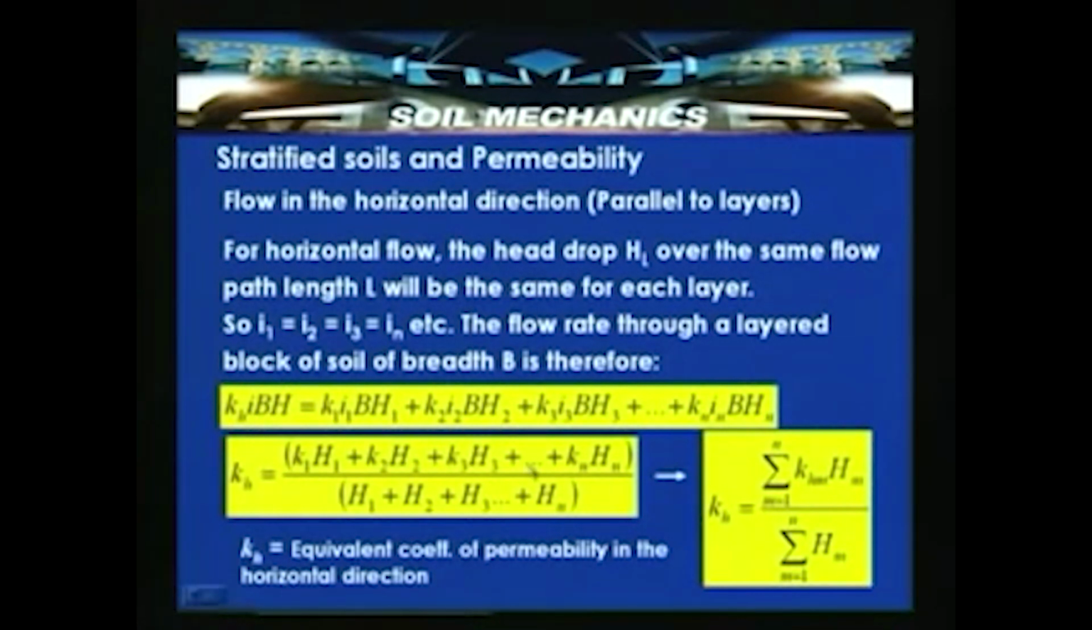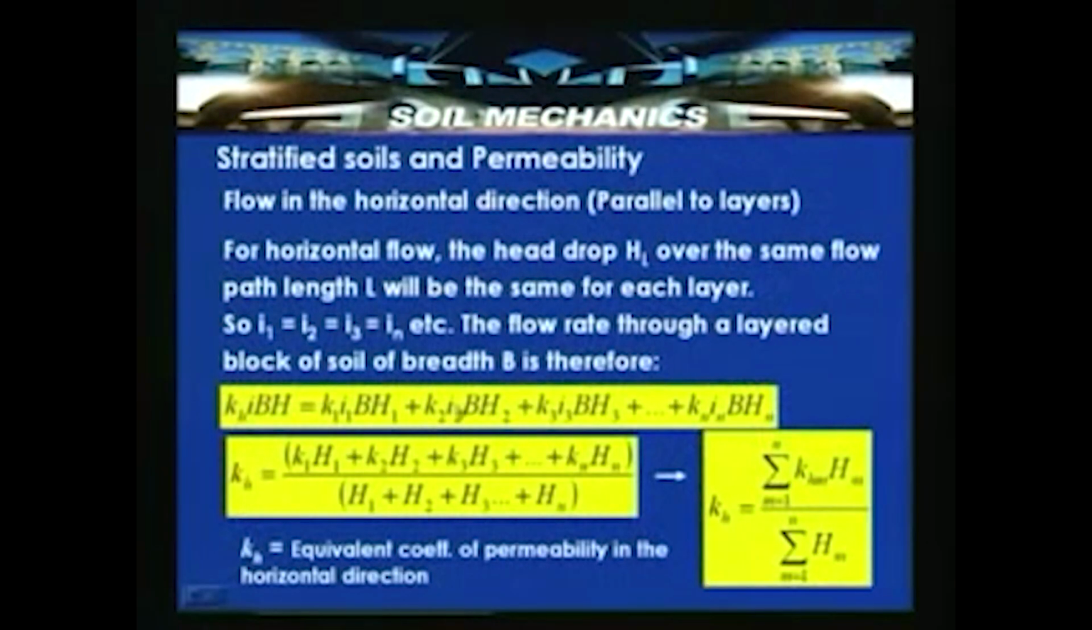H is the total thickness of these layers. That means if you have 4 stratified layers, then H is equal to H1 plus H2 plus H3 plus H4, or in case of n number of layers, H is the total thickness of all the layers, H is equal to H1 plus H2 plus H3 plus H4 to Hn. Similarly, writing for layer 1, layer 2, layer 3 to layer n, we can write K1 I1 BH1 plus K2 I2 BH2 plus K3 I3 BH3 to Kn In BHn.